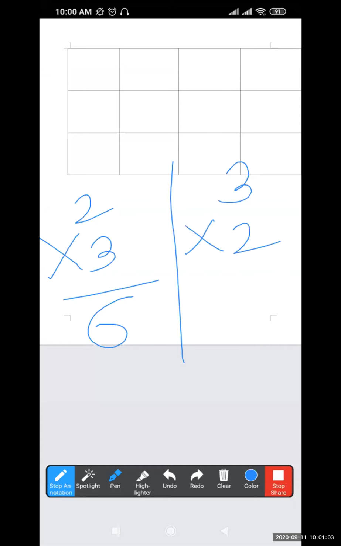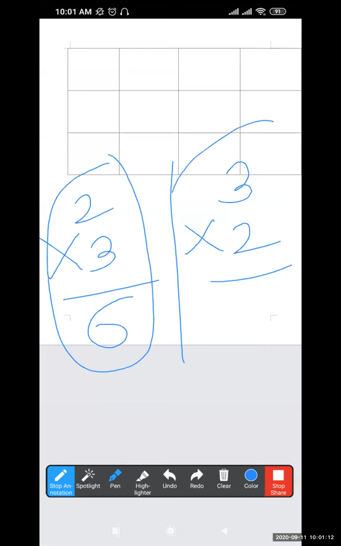Change the place of multiplicand and multiplier here, right? In this sum, multiplicand is 2 and multiplier is 3. And in this sum, multiplicand is 3 and multiplier is 2. So what I have done here, I have exchanged the places.